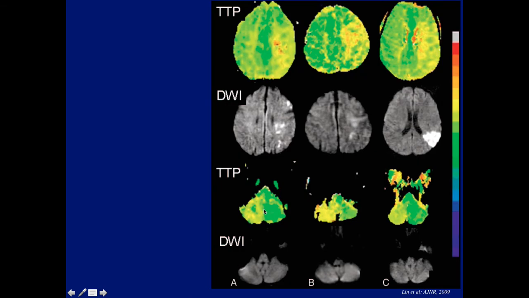And we can see this diaschisis in different studies here from the literature. Here's a stroke on the left side. We see delay in the time to peak, which we usually see on perfusion imaging, and we can also see delay time to peak in the perfusion of the opposite cerebellum.